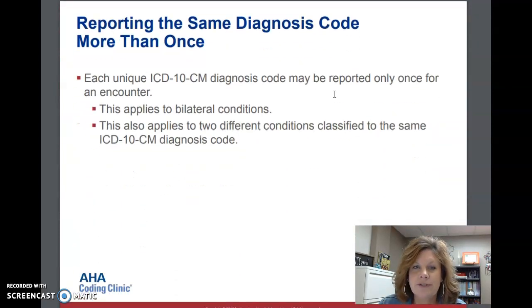Reporting the same diagnosis code more than once. Each ICD-10 code may only be reported once for the encounter. This applies to bilateral conditions, and also to two different conditions classified to the same ICD-10 code. So even if they had, let's say, a seizure on day 1 in the hospital, and on day 3 they had another seizure, you don't code seizure twice for that admission. You only code it once.